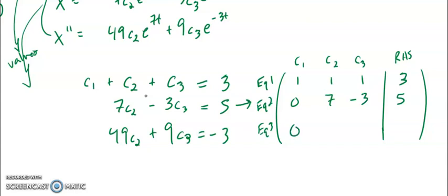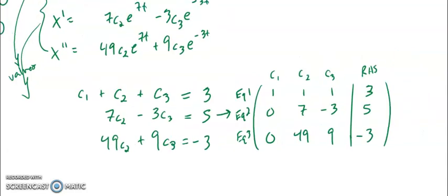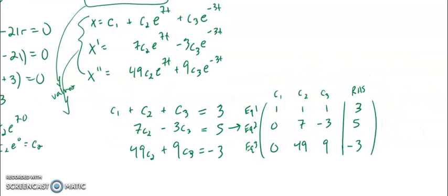And then I get another 0, and a 49, and a 9, and a -3. So the reason why I like these matrices is because it's really easy to do what's called RREF on it. It's reduced row echelon form. It's something that my calculator can do, and it'll tell me what the C1, C2, C3 values are. So I like to write RREF to indicate what I've done.